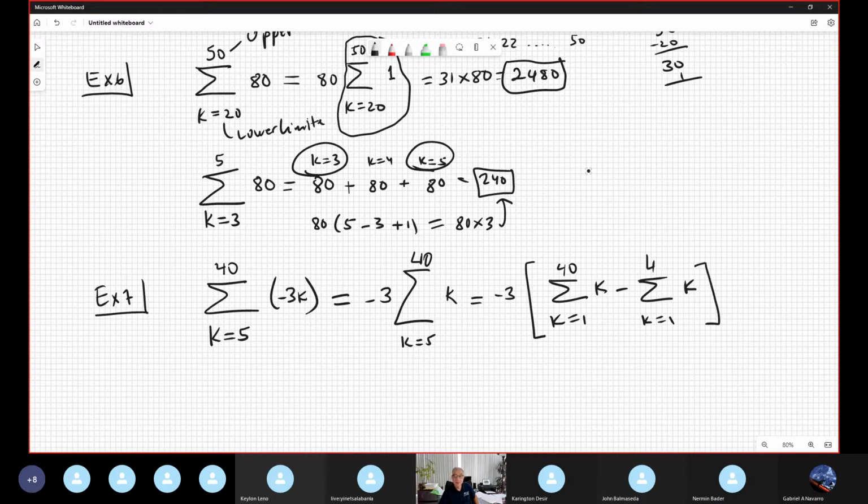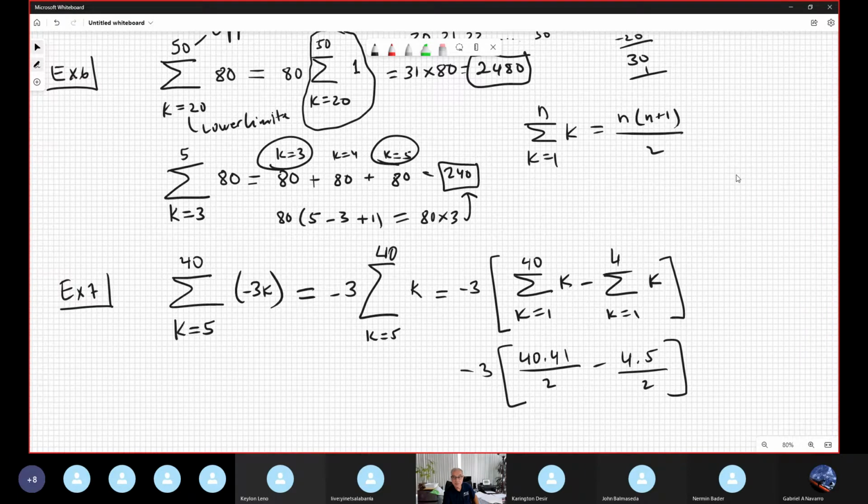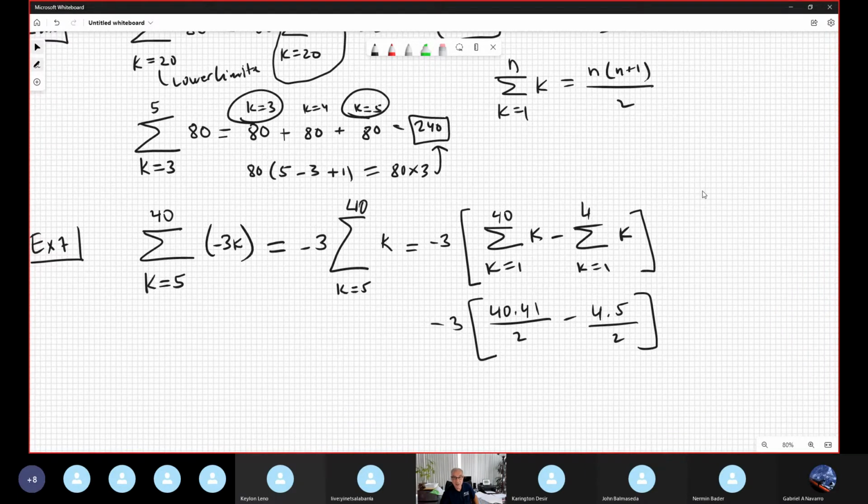And that's it. And remember the formula is summation from k equal 1 to n of k is n times n plus 1 divided by 2. Actually, it's minus 3 times that guy, which is 40 times 41 divided by 2, minus 4 multiplied by 5 over 2. Do you understand very well where I come from, 41 and 5? Yes, n plus 1. In the first summation, n is 40, and in the second summation, n is 4.